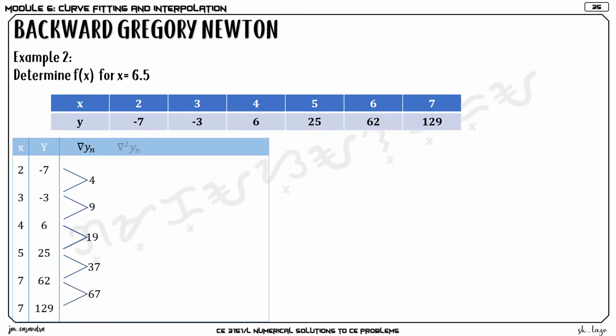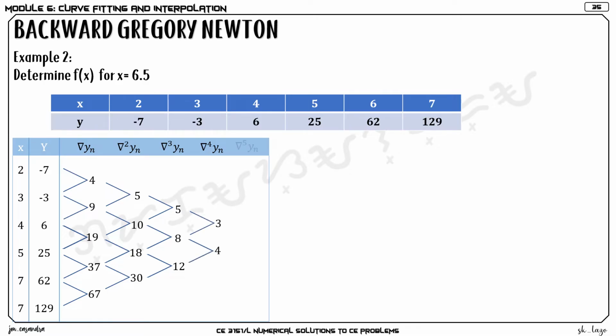Next, we move on to nabla squared y sub n. So we have 9 minus 4 is 5. 19 minus 9 is 10. 37 minus 19 is 18. 67 minus 37 is 30. So followed by nabla cube y sub n, we get 5, 8, and 12. Nabla raised to 4 y sub n, so we get 3 and 4. And lastly, we have nabla raised to 5 y sub n, giving us 1.